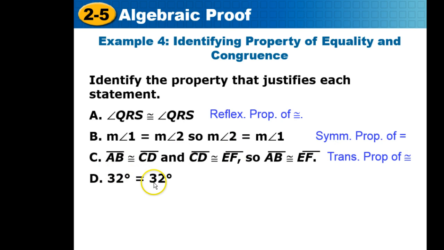And if we say 32 degrees equals 32 degrees, we're using, again, the reflexive property. This time we call it equality.